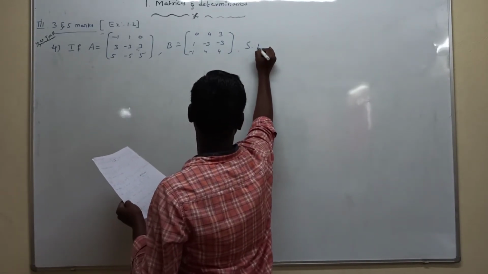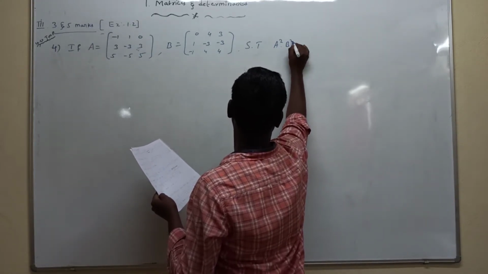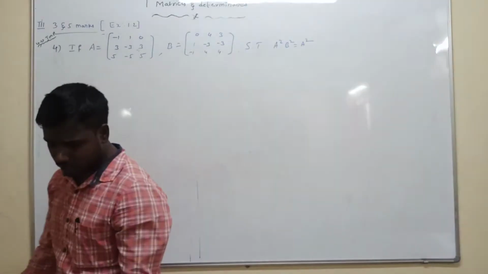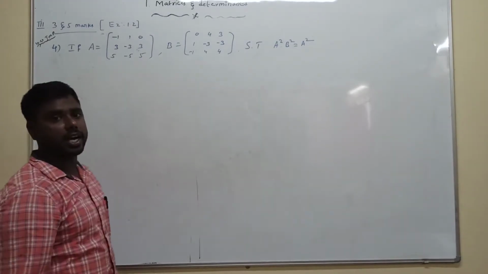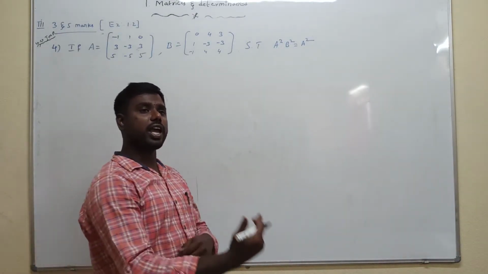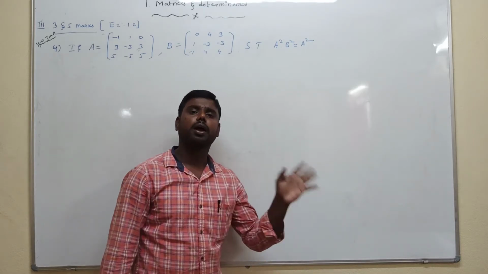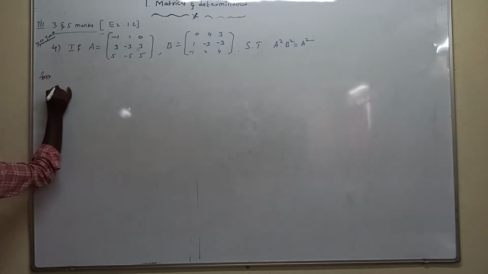Show that A square into B square is equal to A square. So to prove that A square into B square is equal to A square, first we need to calculate the A square value. Next we need to calculate B square, and then the product of A square and B square. See the solution. First we need to calculate A square.